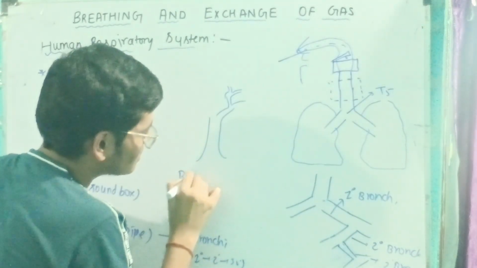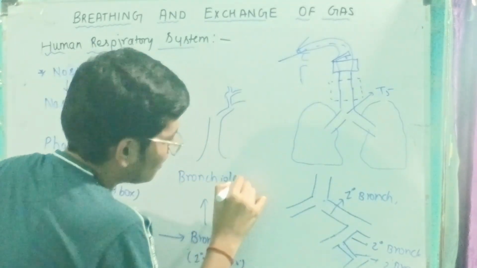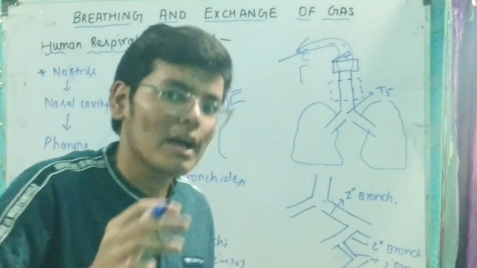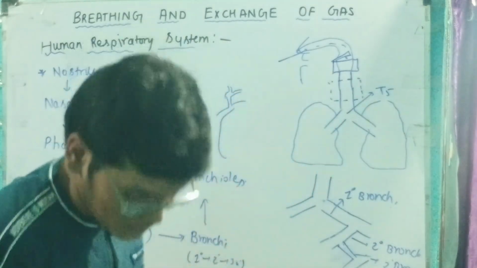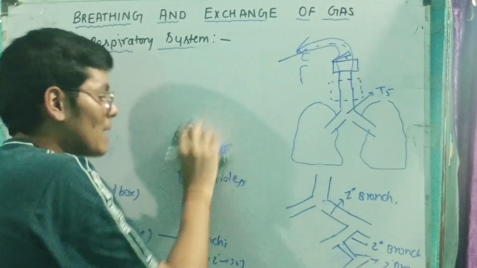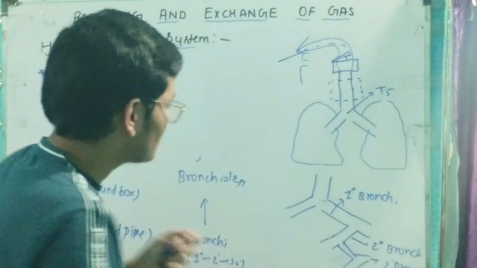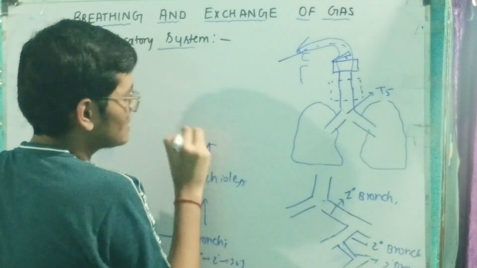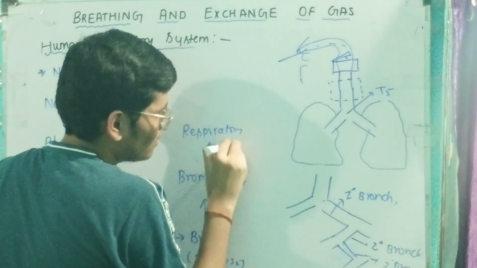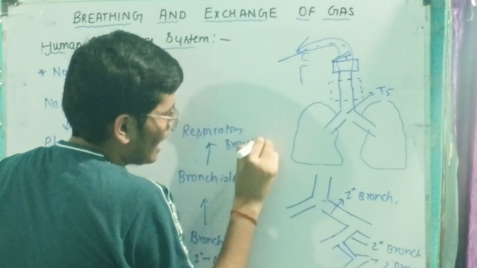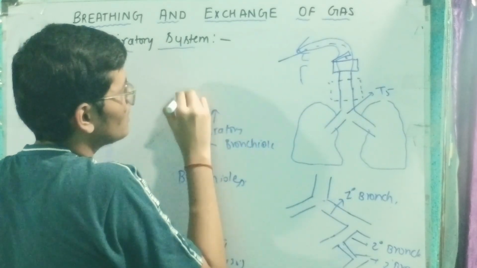After bronchi, we have bronchioles. What are bronchioles? When these bronchi also get divided into small tube-like structures, they are also called bronchioles. Now, there are primary bronchioles, secondary bronchioles. What we are interested in is respiratory bronchioles, and then we have terminal bronchioles.